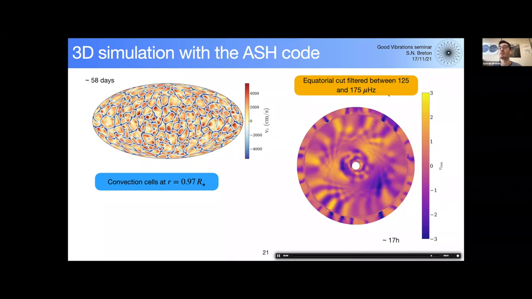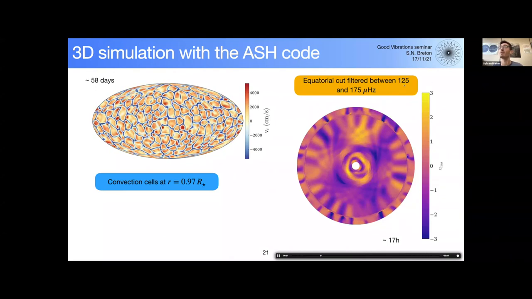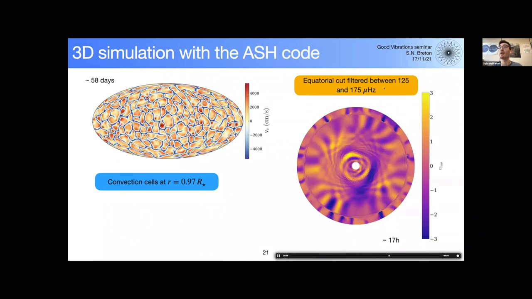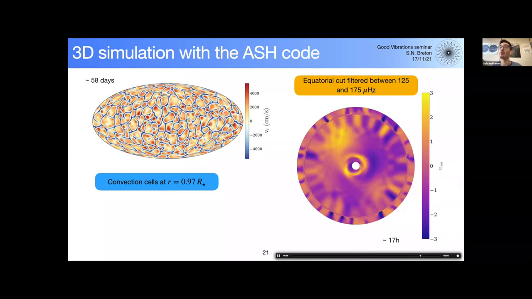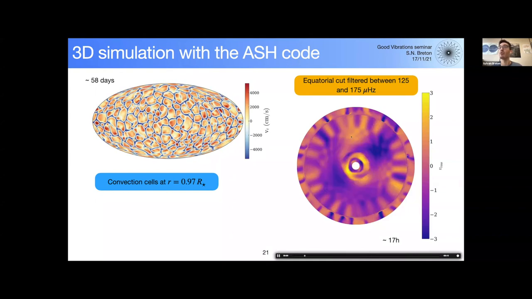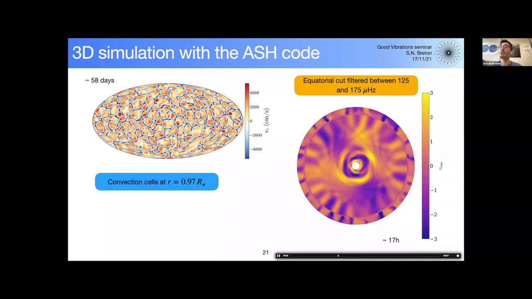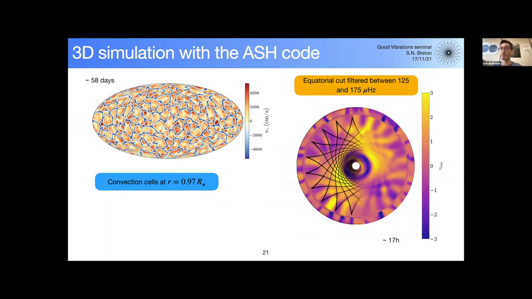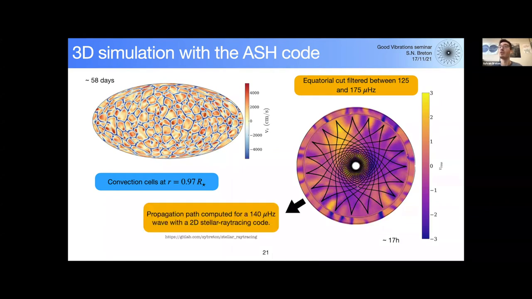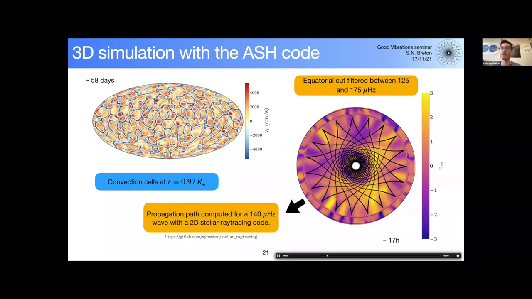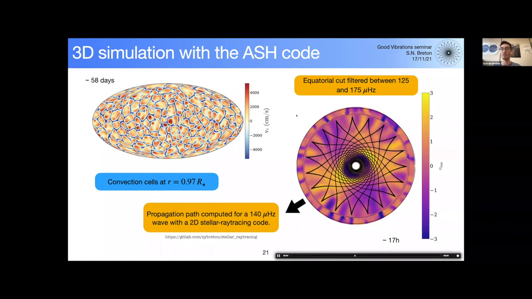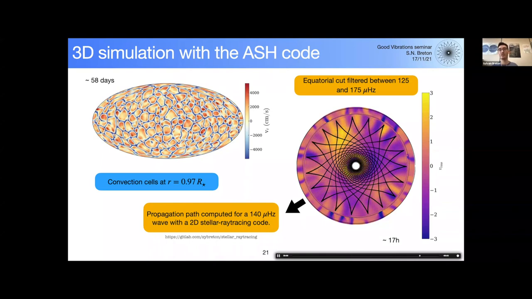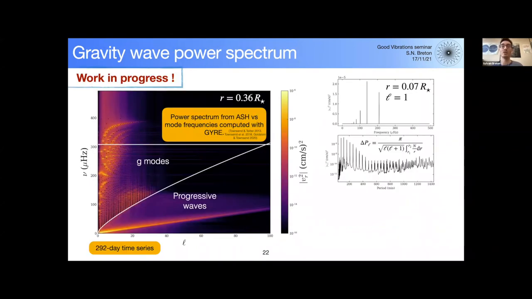This signal has been filtered between 125 and 175 microhertz in order to focus on gravity waves, for which we clearly see the pattern that you can also get from a 2D stellar ray tracing code. And you see that you obtain the same kind of pattern with the ray tracing code and with the 3D simulation.